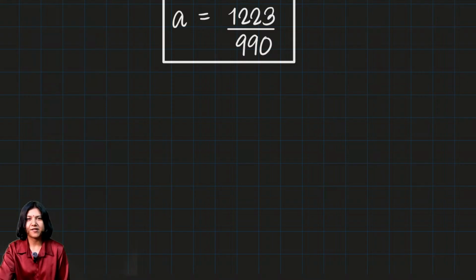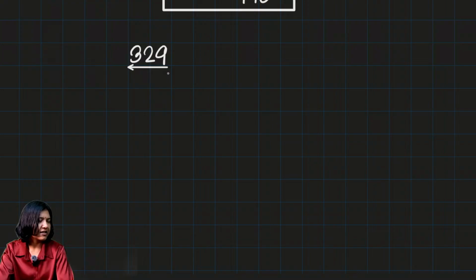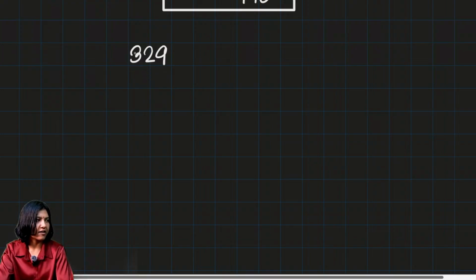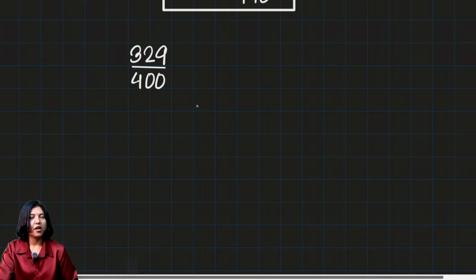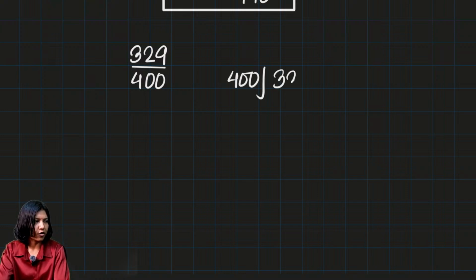In exercise 1.3, the basic kind of question they begin with is to decide whether the given fraction is a terminating decimal or a non-terminating decimal. For example, if they ask you 329 upon 400, is this a terminating decimal or a non-terminating decimal? You have to classify it. How would you do it? As I showed you, the standard way to check for this is simply by division. You divide 329 by 400.